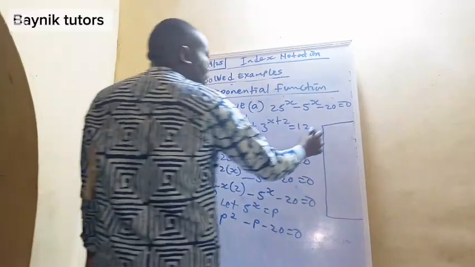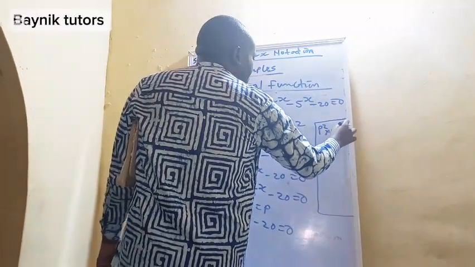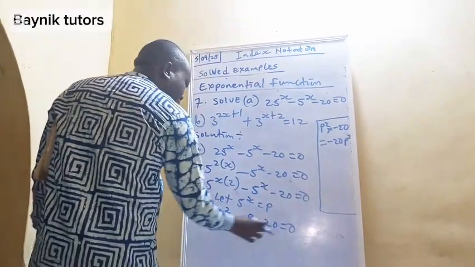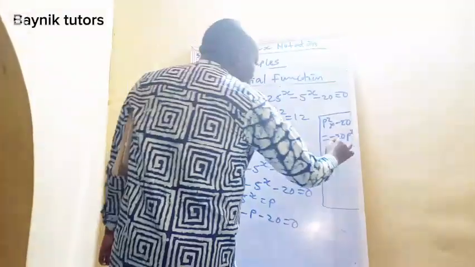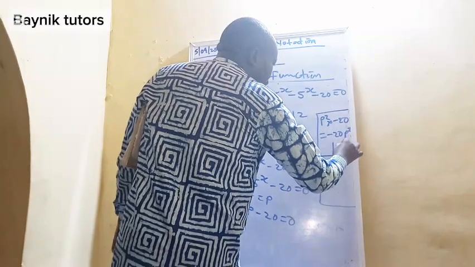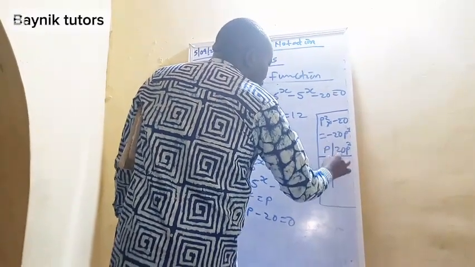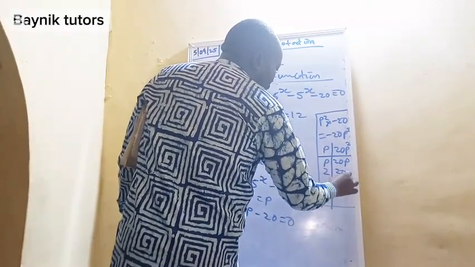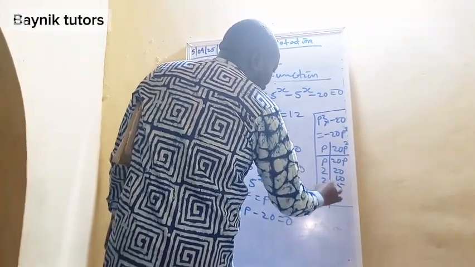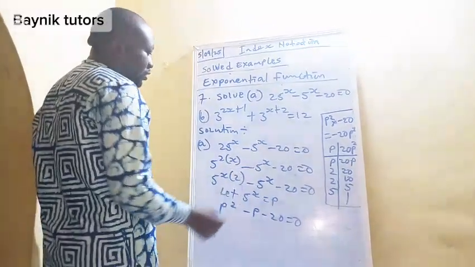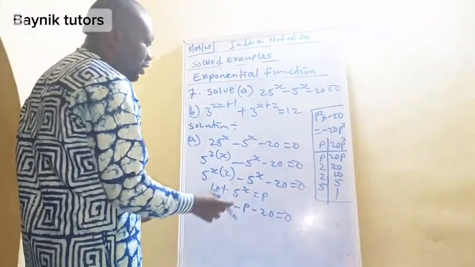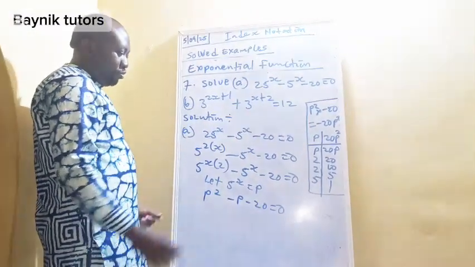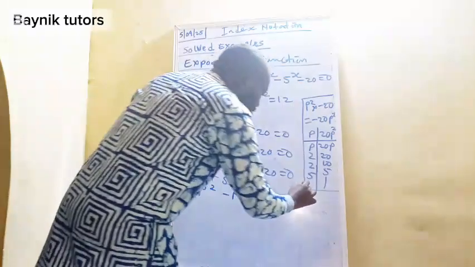if we do p squared times minus 20, that will be minus 20p squared. That is, we are multiplying this with this. So if we now break the 20p squared down, we want to find the product factors. P here, 20p; p here, 20; 2 here, 10; 2 here, 5; 5 here, 1. So we are looking for two numbers that when we add, will give us minus p, and if we multiply, will give us minus 20p squared.